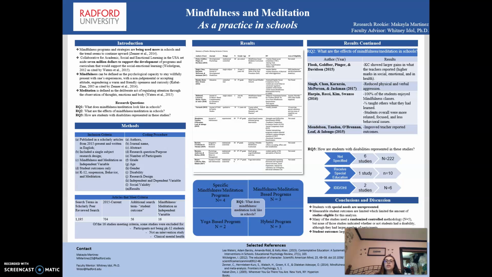We then started to read each one to see which ones fit our criteria and used mindfulness and meditation as an independent variable. That left us with around 16 articles, but after further reading, some still didn't fit our final criteria because of not being used in grades pre-K through 12, not being an intervention study, or other reasons. This left us with a final 9 articles that met all our criteria.